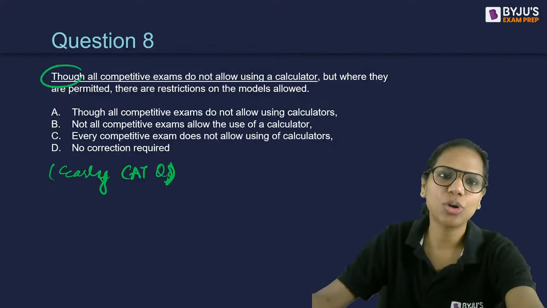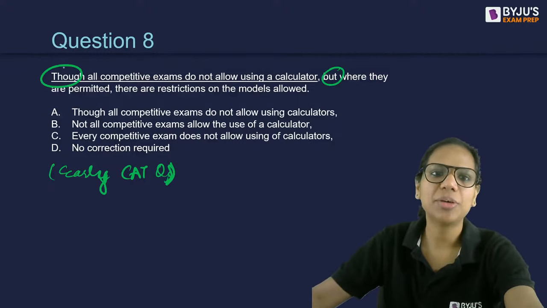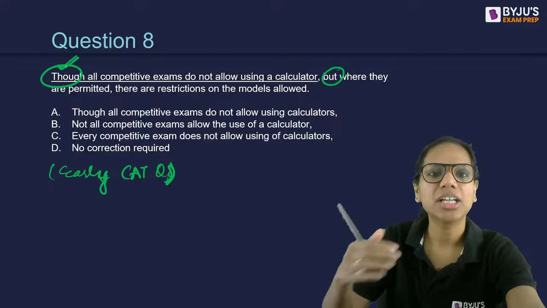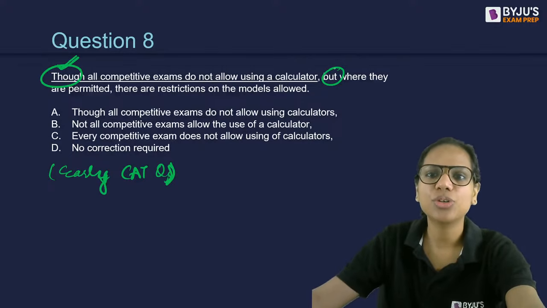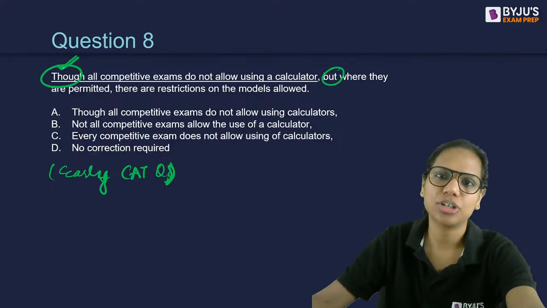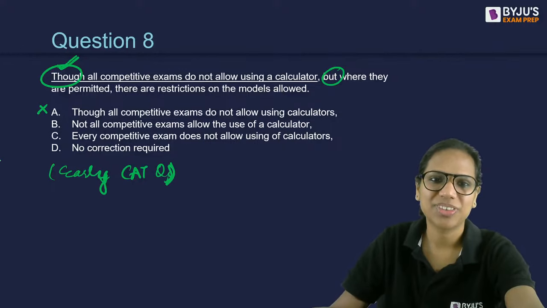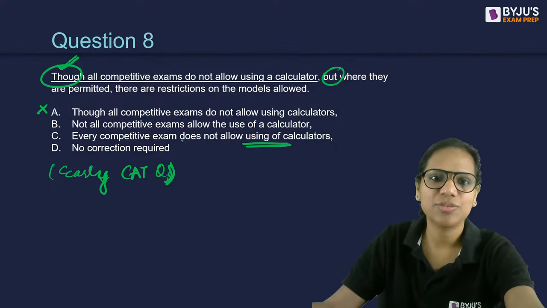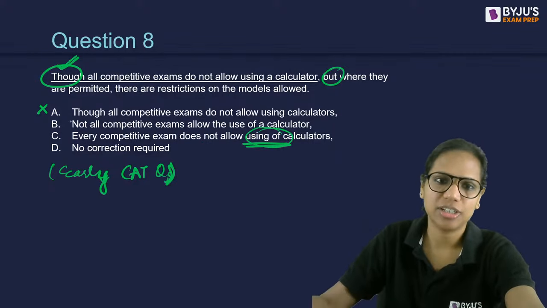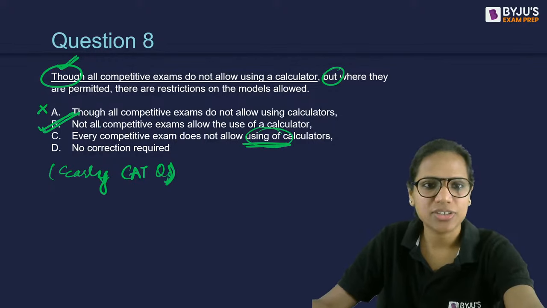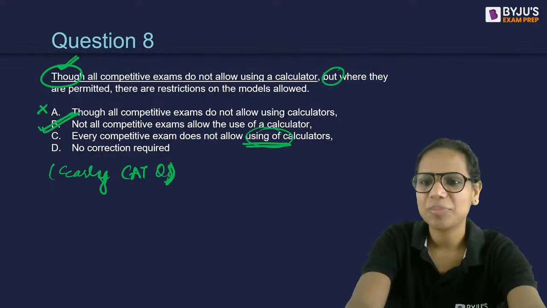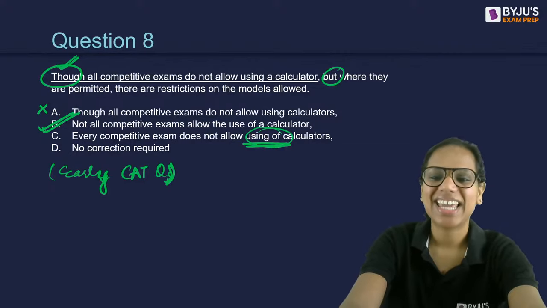See, though and but cannot come together. Why am I repeating the contradiction? I've already introduced it through though, right? Then I do not need but, and if I have but, I do not need though. So that's the problem. Then why am I saying use of calculators? Every competitive exam does not allow use of a calculator or use of calculators. So absolutely correct. B is the answer here. Happy to see that all of you said B, right?